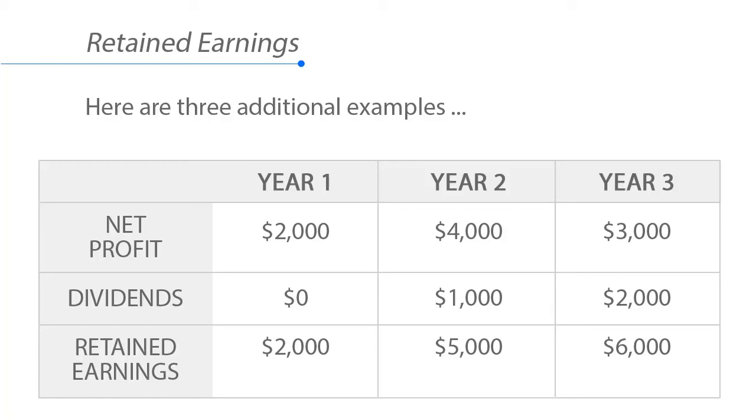In year one, we had net profit of $2,000 and paid out no dividends for retained earnings of $2,000. In year two, profit of $4,000, add that to the $2,000 from the previous year for $6,000 minus $1,000 in dividends leaves us with $5,000 in retained earnings. In year three, we generate another $3,000 in profit, add that to the $5,000 from the previous years for a total of $8,000, $2,000 paid out in dividends this year for a total retained earnings of $6,000.